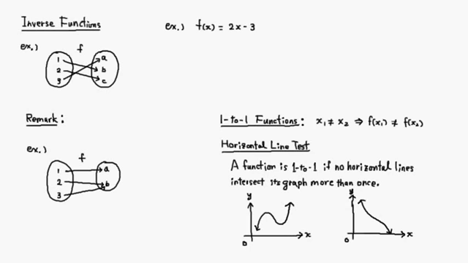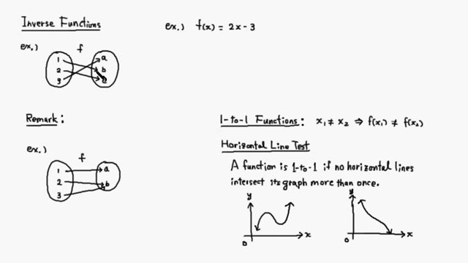Okay, let's look at inverse functions, right? So an inverse function is basically a reverse process of the original function. Let's visualize it in a diagram. Let's say you have a function which looks like this: 1 maps to B, 2 maps to C, and 3 maps to A. Then the inverse function can be obtained simply by reversing the direction of the arrows.